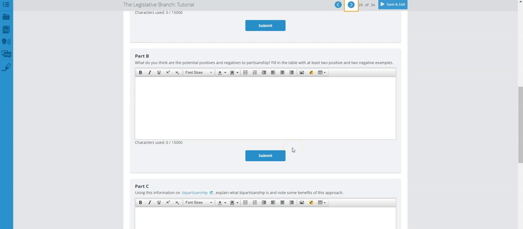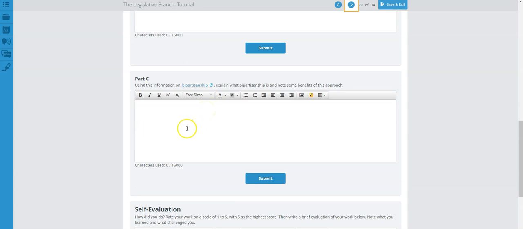Part B says, what do you think are the potential positives and negatives to partisanship? Fill in the table with at least 2 positives and 2 negative examples. By the way, there's no table here, so what you can do is just make sure you list 2 positives and 2 negative examples. Provide a brief explanation for each one, and you should be okay on this part here.